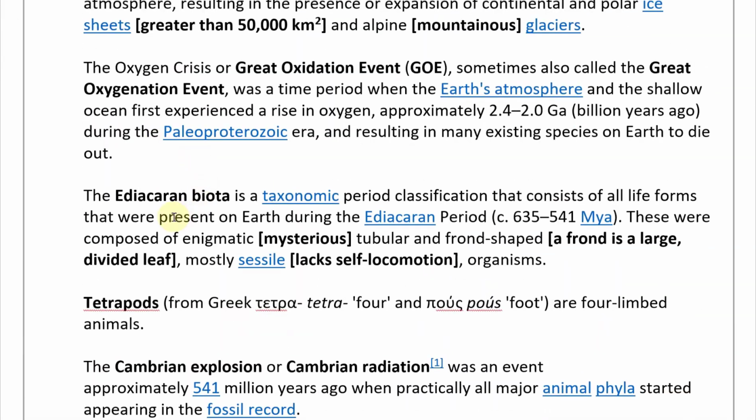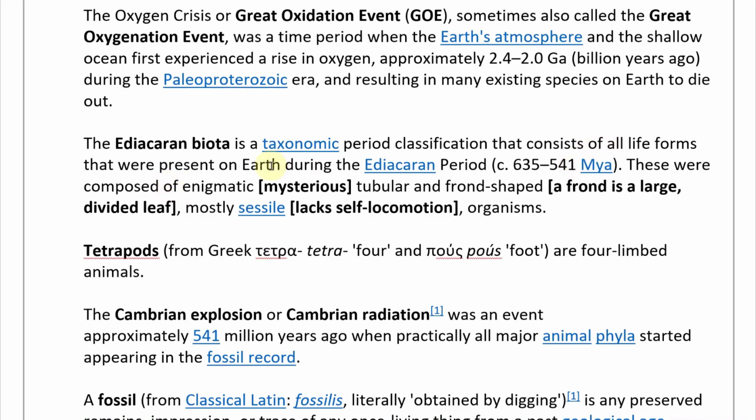So going further, the Ediacaran biota is a taxonomic period classification that consists of all life forms that were present on Earth during the Ediacaran period, which is from 635 to 541 million years ago. These were composed of enigmatic or mysterious tubular and frond-shaped organisms, a frond is a large divided leaf, mostly sessile, which lacks self locomotion. So in other words, it was basically mysterious, tubular, leaf shaped, and they lacked self locomotion. They're basically immobile. So that's all life forms that were present on Earth during this period.